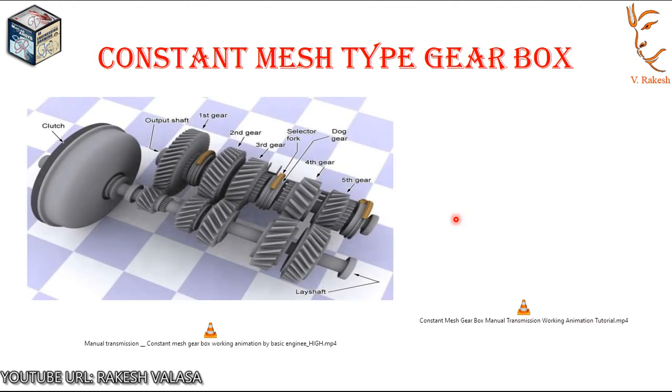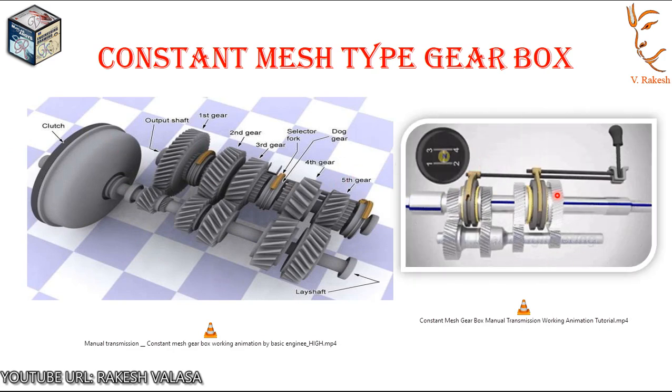See here, this is the animation of constant mesh type gearbox. When the dog clutch meshes with input shaft, it gives top gear. When this dog clutch meshes with second gear, it gives the second speed gear. This right-handed dog clutch meshes with first gear, it gives the first speed gear. When this right hand dog clutch meshes with reverse gear, it gives the reverse speed gear.